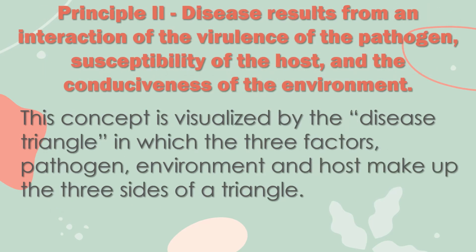Next, principle 2. A disease results from an interaction of the virulence of the pathogen, susceptibility of the host, and the conduciveness of the environment. This concept is visualized by the disease triangle, in which the three factors, pathogen, environment, and host, make up the three sides of a triangle.